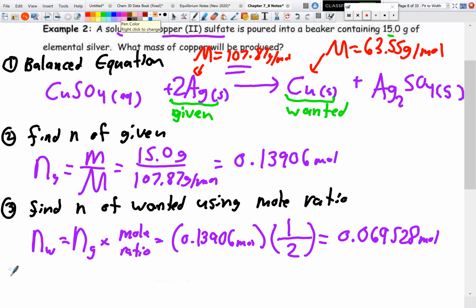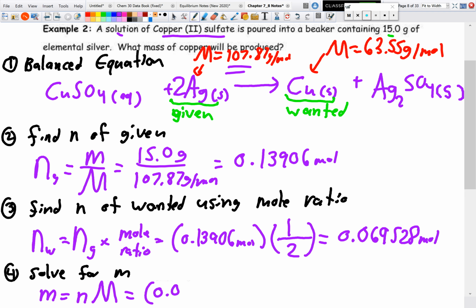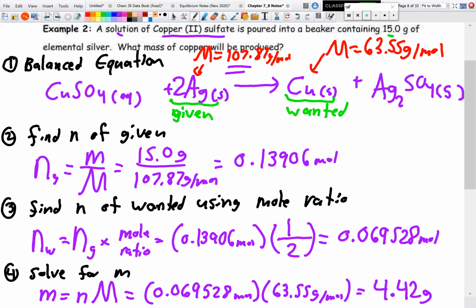Then finally, last but not least, step 4: solve for mass. Of course that is our last step, because the question is asking what mass of copper is going to be produced, so we use our equation that was already written in the notes. Mass is equal to number of moles times our molar mass. We have our number of moles from step 3, 0.069528 moles, times our molar mass written above, which is 63.55 grams per mole. And when we multiply these two together, we get an answer of 4.42 grams. That is 3 significant digits because the only number given up here is 3 significant digits. So that is, once again, following the 4 steps for stoichiometry to solve the question.